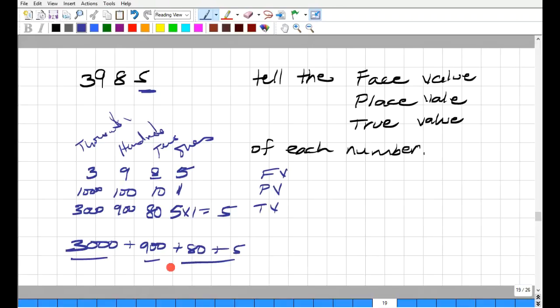How do we do the face value? We call the number by its name. The place value is whether it is in the units, the tens, the hundreds, the thousands, the tens of thousands, the hundreds of thousands, whatever place it occupies in the number. And the true value is found by multiplying the face value by the place value. And the result is what we call the true value of the digit.